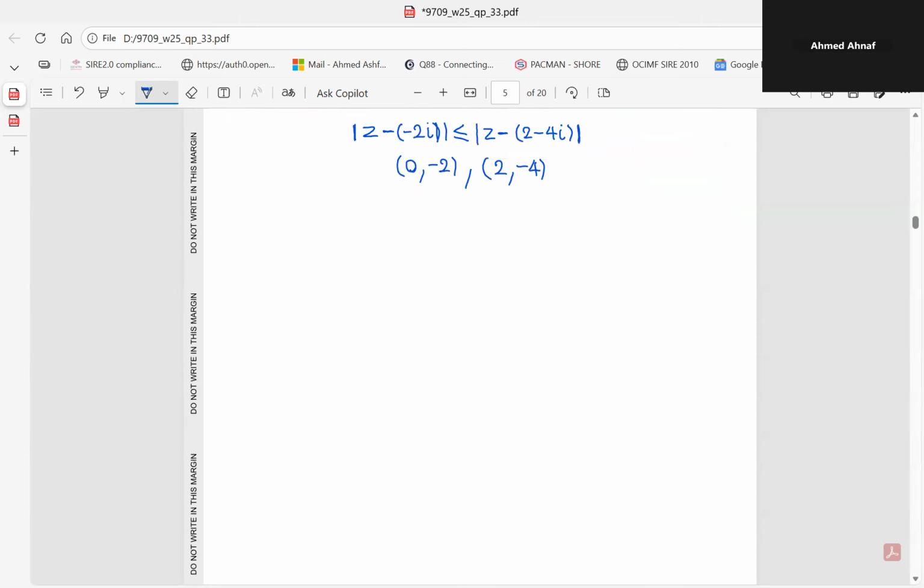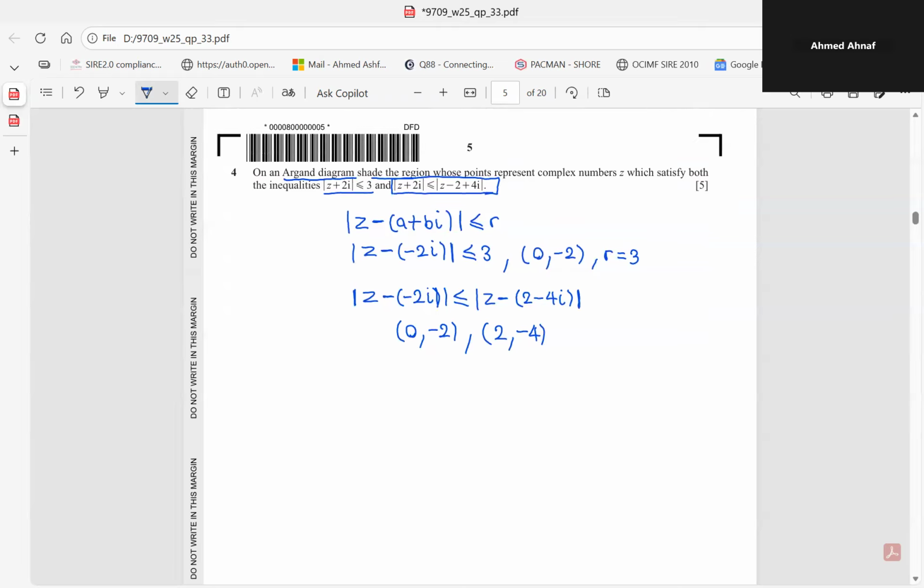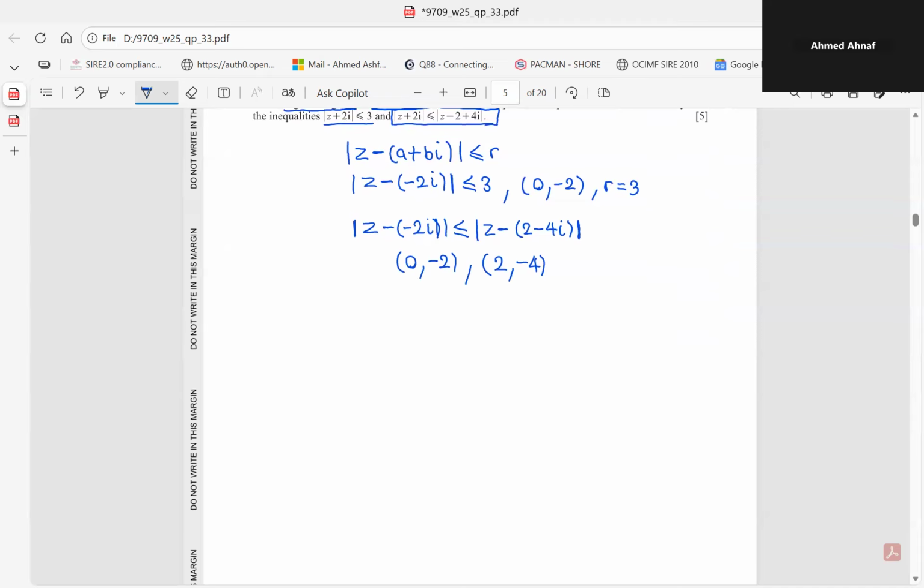Okay, you know what? For this, we can actually solve for our equation. So you can just substitute z equals x plus iy. So we'll get modulus of x plus iy plus 2i less than or equal to modulus of x plus iy minus 2 plus 4i.